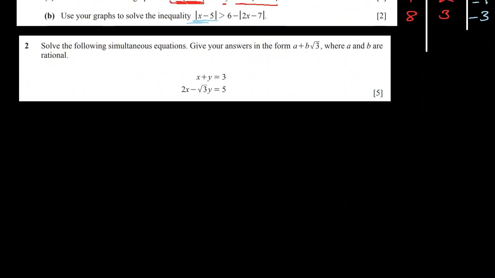Next question is simultaneous equations. Solve the following simultaneous equations. Give your answers in this third form. Okay, so we can use the substitution method in this. So let's substitute x into the other one. So we'll have to isolate x in the first one.